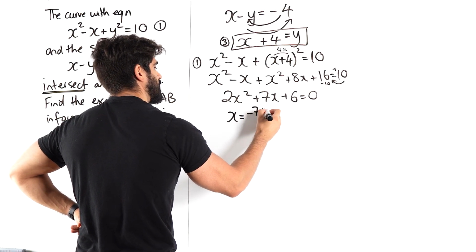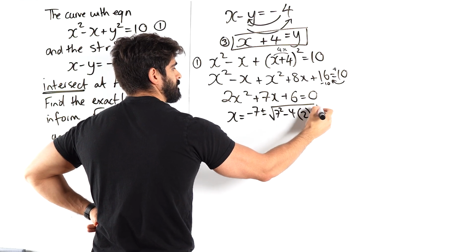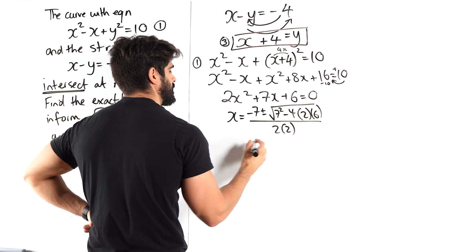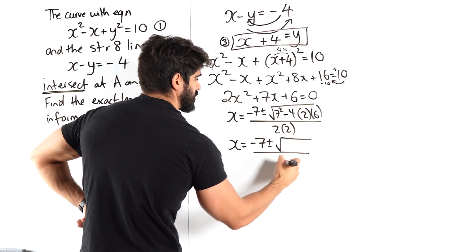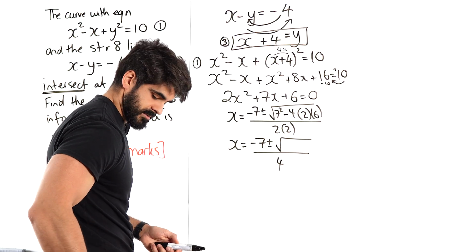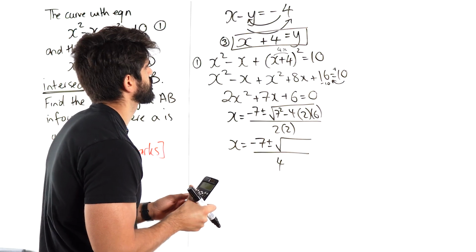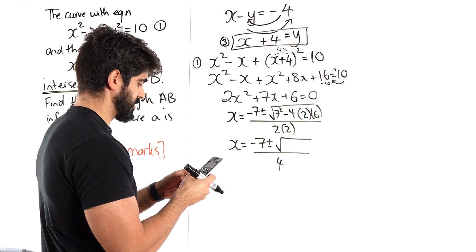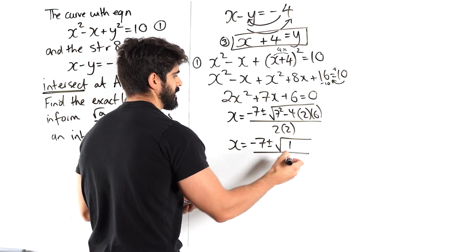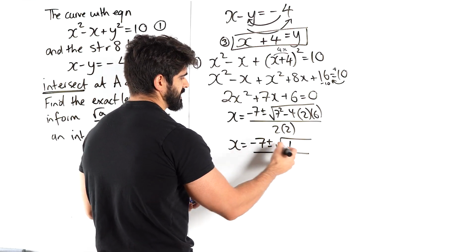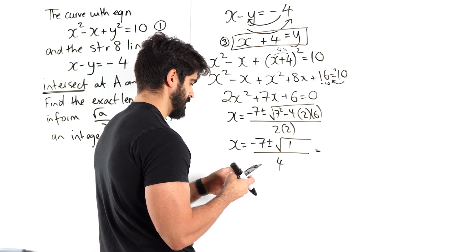x is negative b plus or minus root b squared minus 4ac, all over 2a. Now in your GCSEs, they do really like you to type in what's inside the root. So let's just be good students here and do that. So we have 7 squared minus 4 times 2 times 6. 1. Oh, very nice. And then we just do minus 7 plus 1 over 4. So we have minus 7 plus 1 over 4, which is minus 3 over 2.